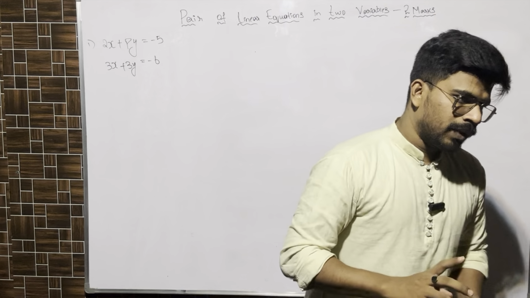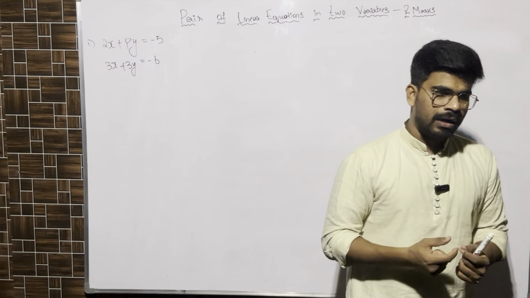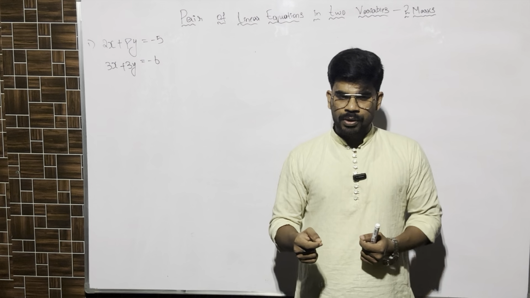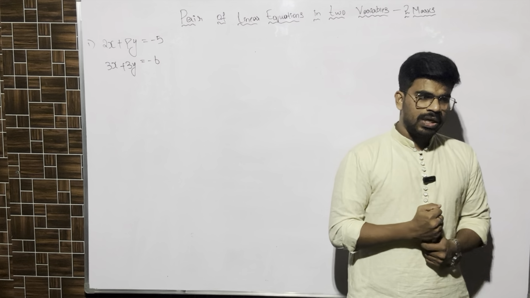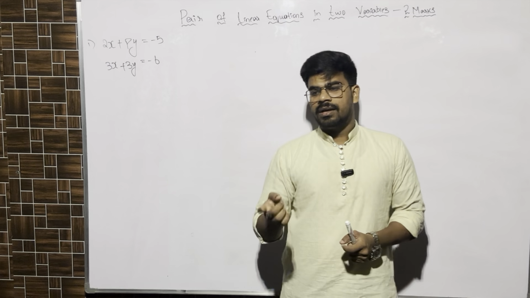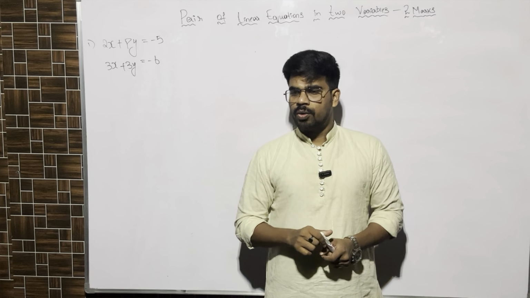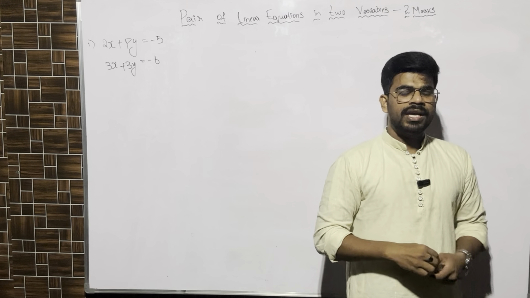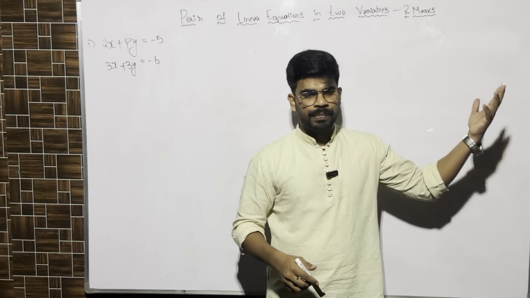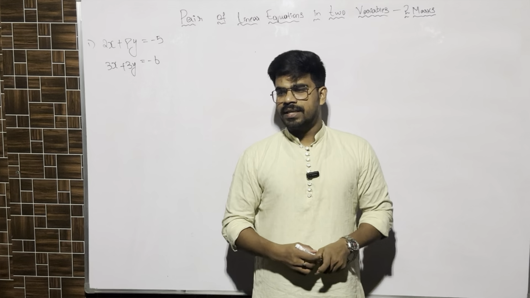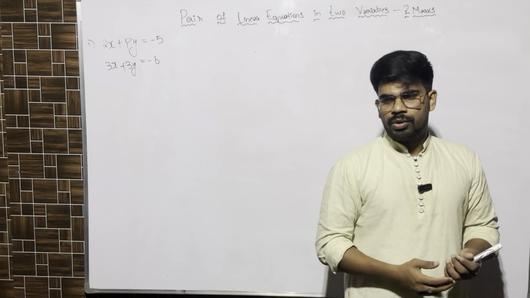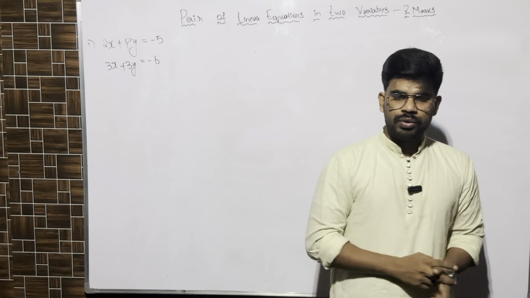If we say that the lines are parallel, what is the condition that we use? A1 by A2 is equal to B1 by B2 is not equal to C1 by C2. If he says the lines are coincident, A1 by A2 is equal to B1 by B2 is equal to C1 by C2. If he says the lines are intersecting, what is the condition that we use? A1 by A2 is not equal to B1 by B2. Like that we have to use the condition.